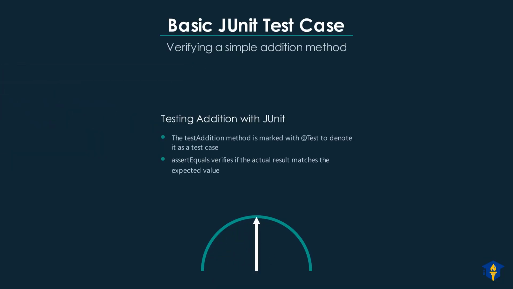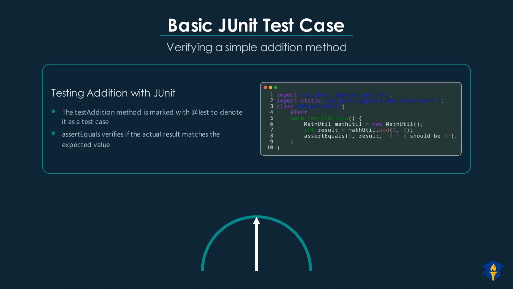Next, we will see how to write a JUnit test specifically for this addition functionality. The test addition method is conveniently marked with @Test, indicating it is a JUnit test case. This code demonstrates a JUnit test for the add method, asserting that 2 plus 3 equals 5.